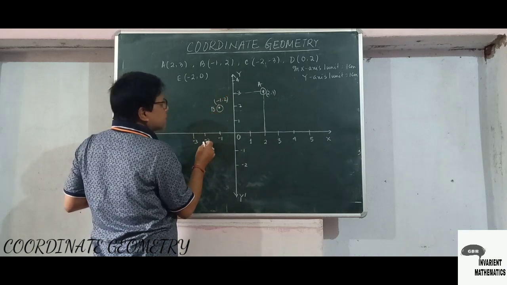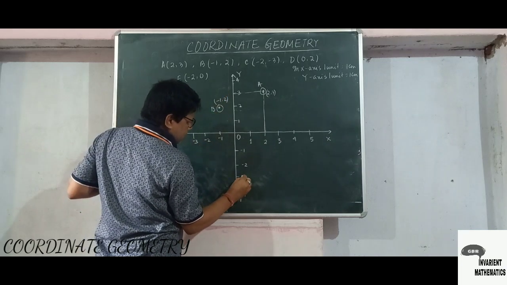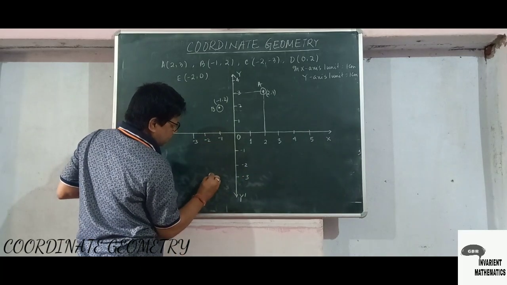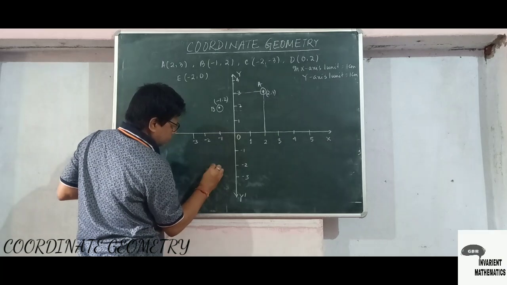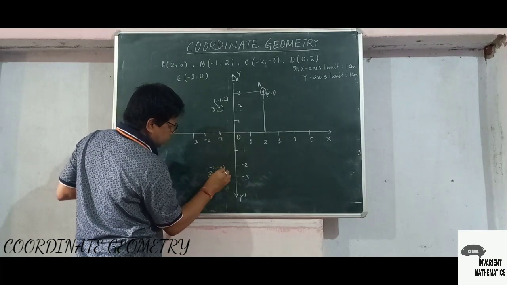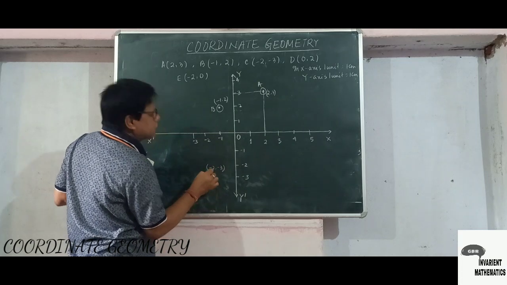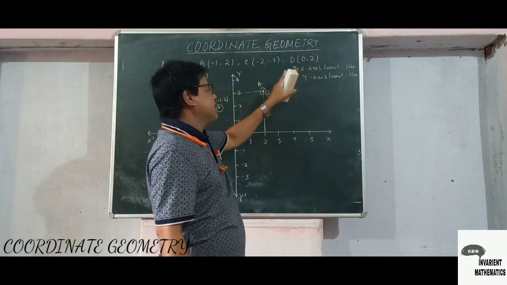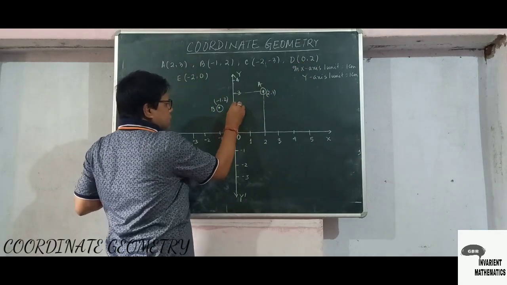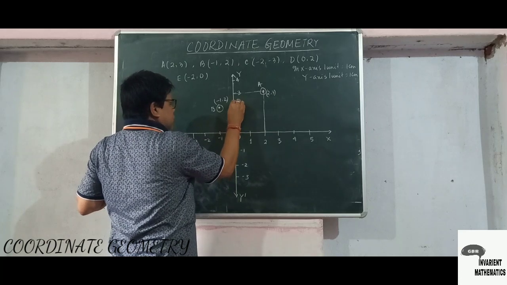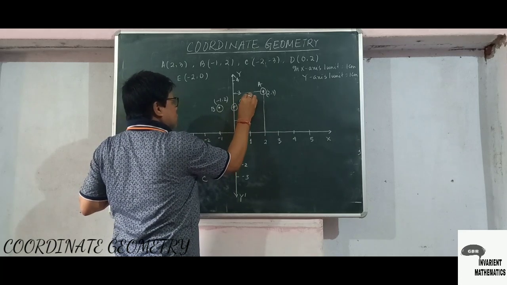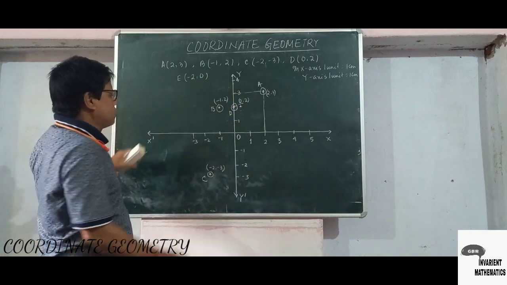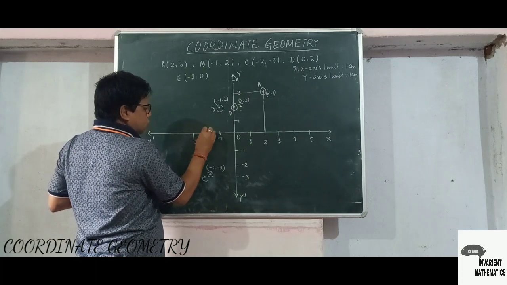Then comes C, (-2, -3). Minus 2, minus 3. It is in the third quadrant. This is point C. Then D (0, 2). 0 is the x coordinate, so it lies on the y-axis. That means this point (0, 2) is considered as point D. E is (-2, 0).